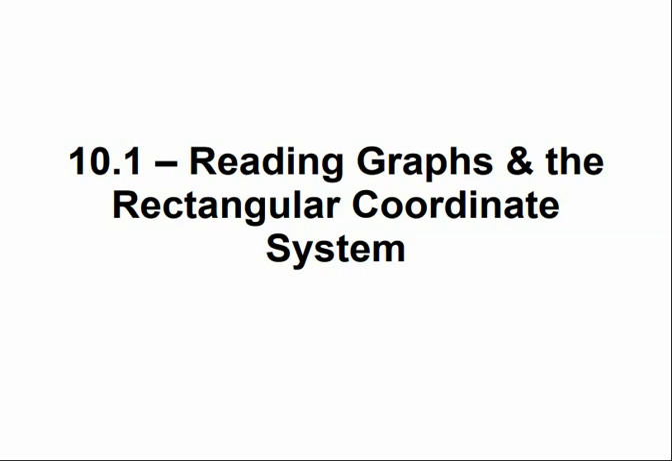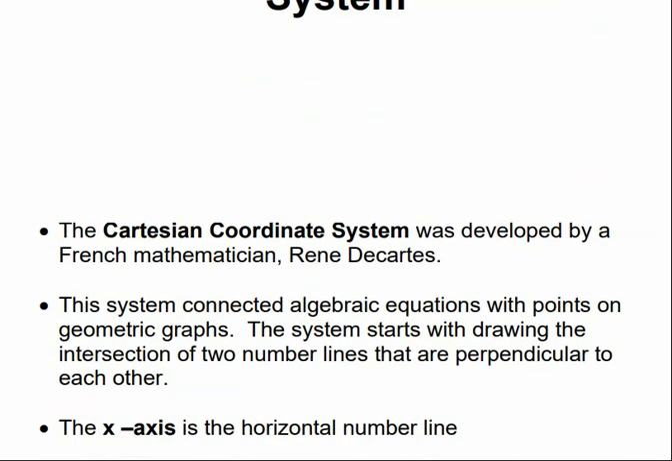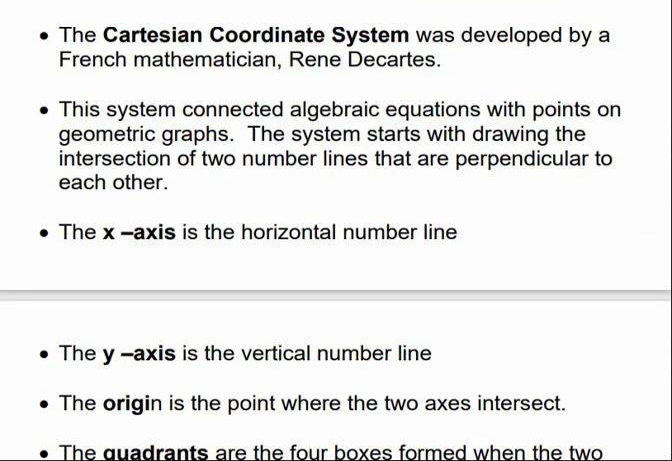This is 10.1, Reading Graphs and the Rectangular Coordinate System. The Cartesian coordinate system was developed by a French mathematician, René Descartes. The system connected algebraic equations with points on geometric graphs. The system starts with drawing the intersection of two number lines that are perpendicular to each other.